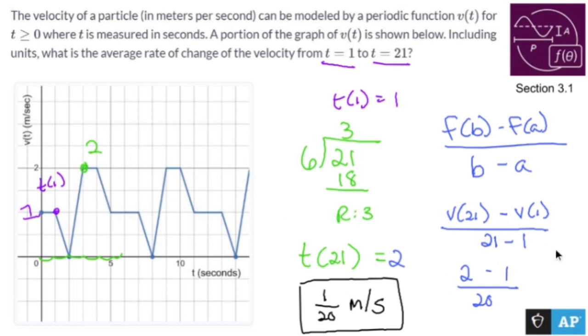But, you know, that's what we get. 1/20th meters per second. Not very fast this particle is going at that amount of time. But it's average rate of change, not total distance traveled or total rate. So kind of a bizarre problem.